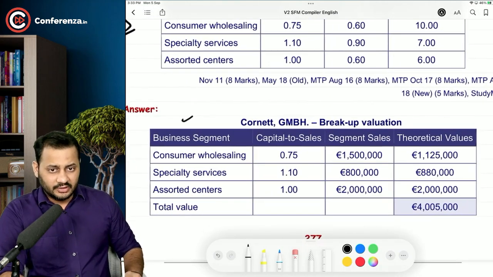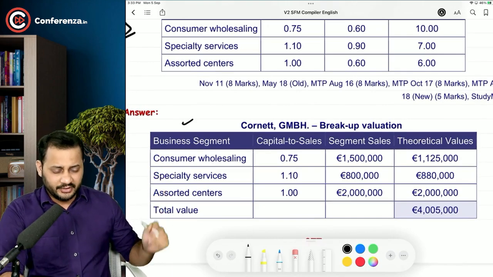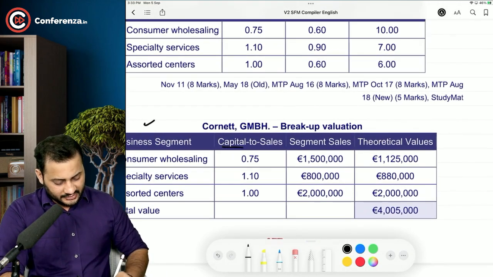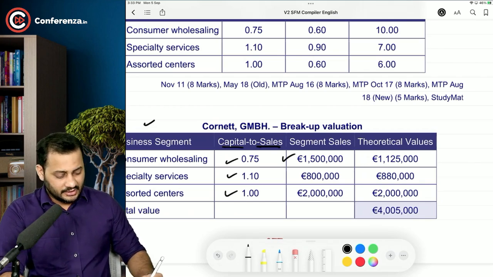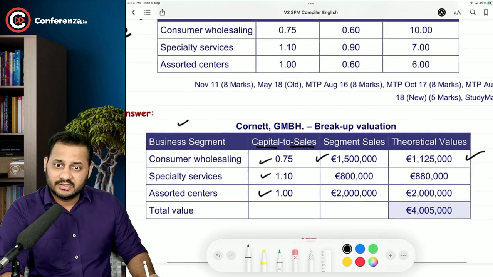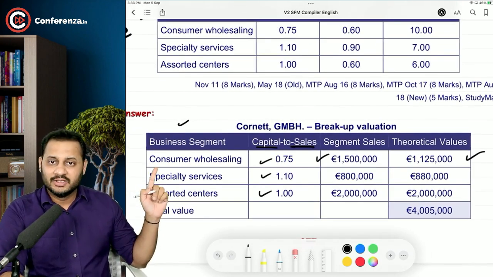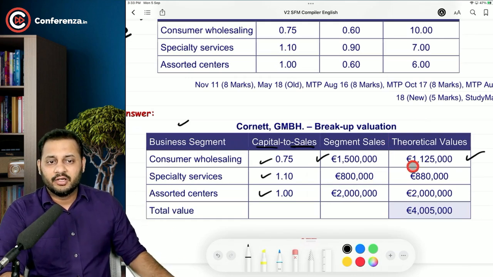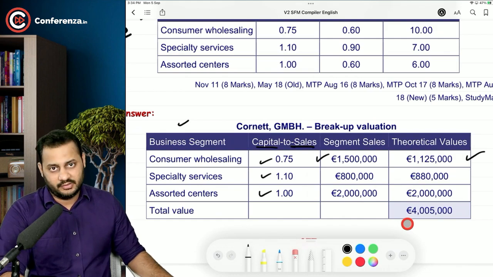sales figure, and you can see we have taken the business segment. This is the capitalization to sales ratio, and this is the actual value of the sales, and then we have received the theoretical value. So according to sales, the value of consumer wholesaling segment is 1.125 million, value of specialty services is 8.88 million, and value of assorted centers is 2 million. And combining all the 3 segments, the value of this Cornet GmbH is 4 million.